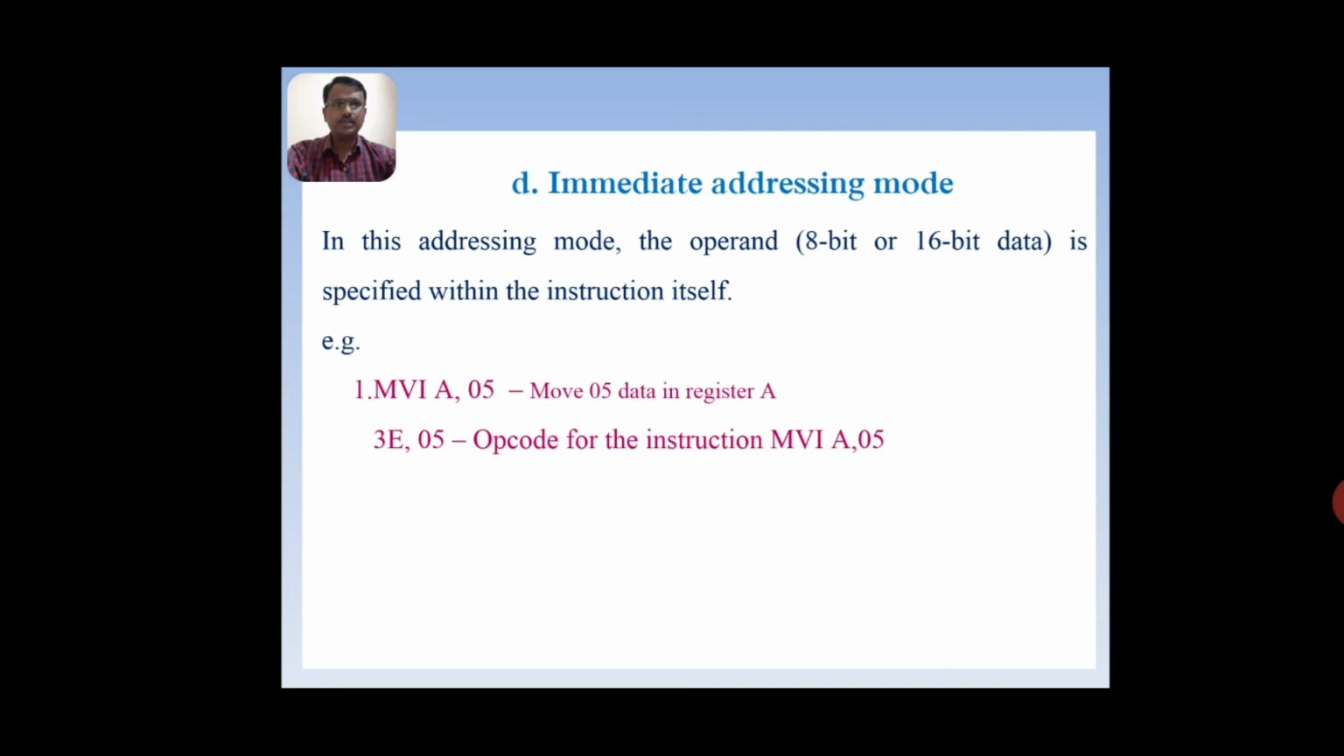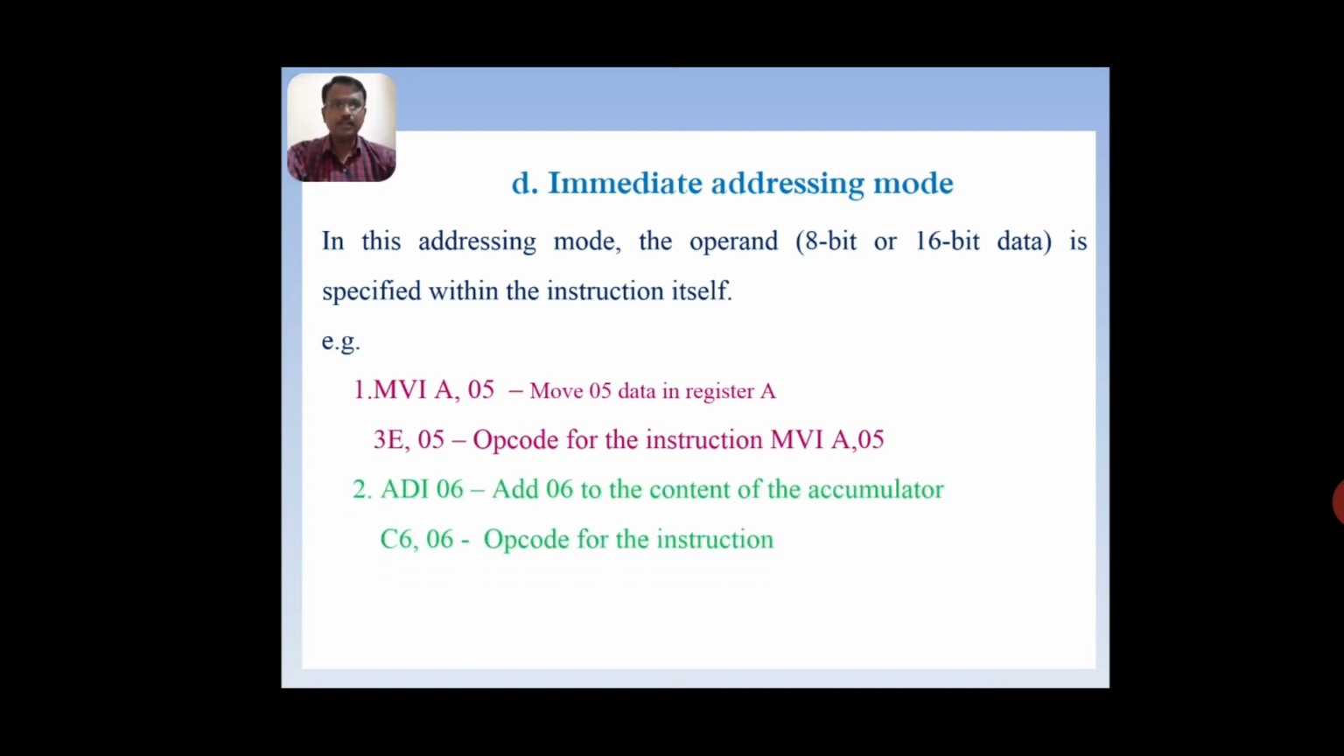So look at the example MVI A,05. What will happen when the microprocessor executes this instruction? This 05 is 8-bit data. This 05 data will move into the accumulator. MVI has a one byte opcode, that is 3E. In this example, the 05, this 8-bit data, will move into the accumulator. So move immediate 05 8-bit data to accumulator, and this will require 2 bytes to specify.